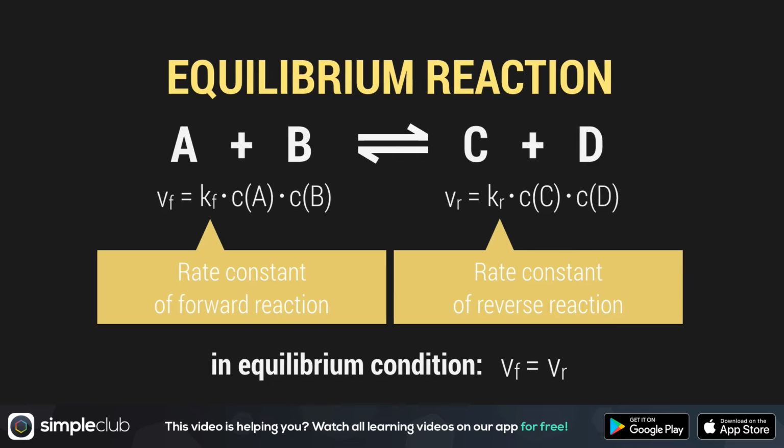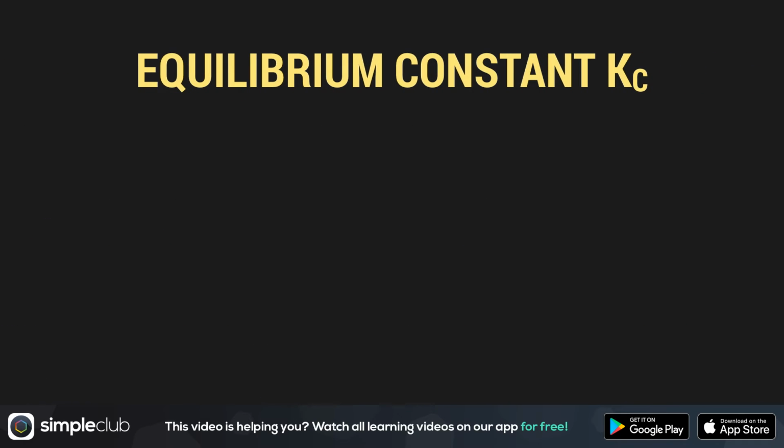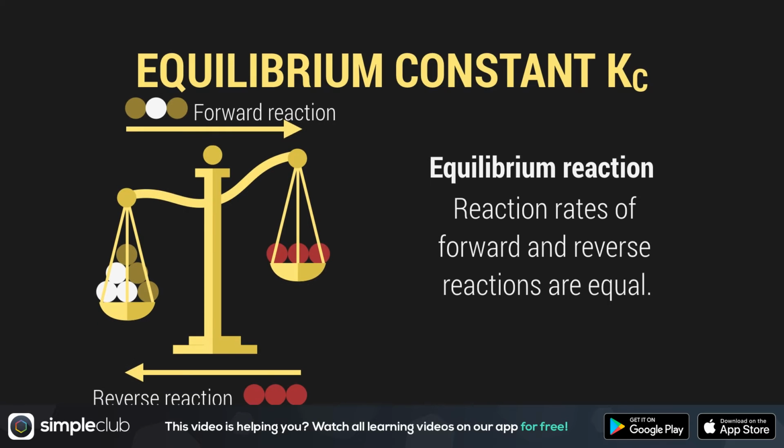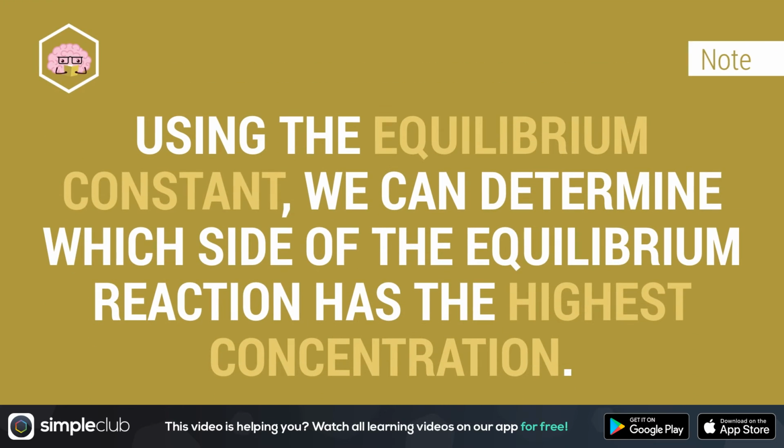The so-called equilibrium constant, Kc, can be determined for such an equilibrium reaction in order to find out on which side the equilibrium will eventually be. We already know that the reaction rates of the forward and reverse reactions are always identical in equilibrium, but the concentrations of the products and reactants can be different. And we want to figure out these concentrations with the help of the equilibrium constant Kc. In other words, we use the Kc value to find the point of highest concentration.